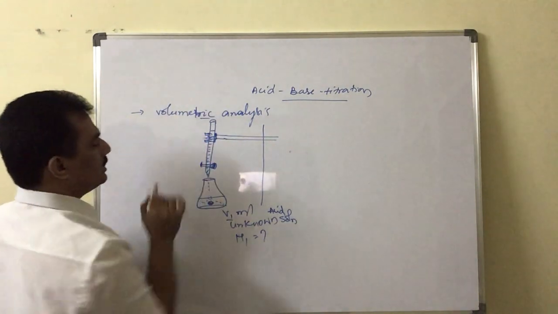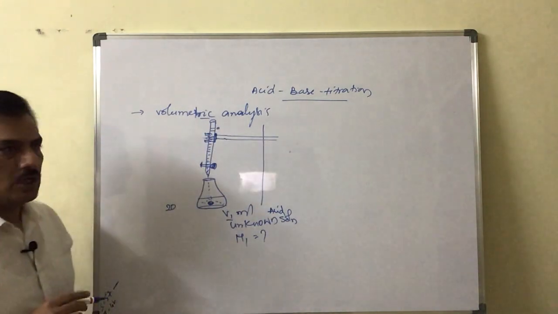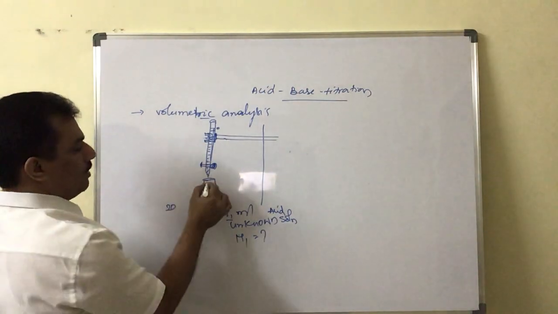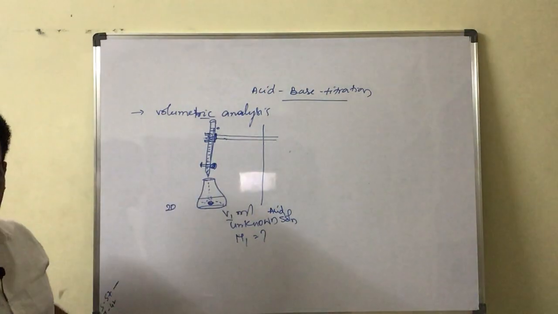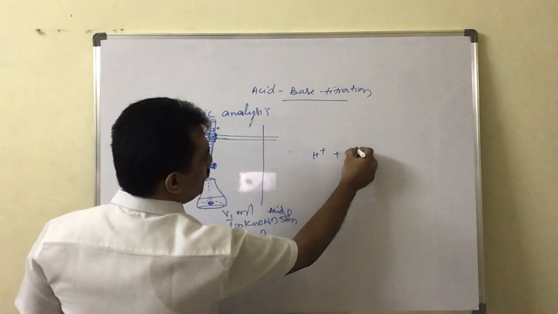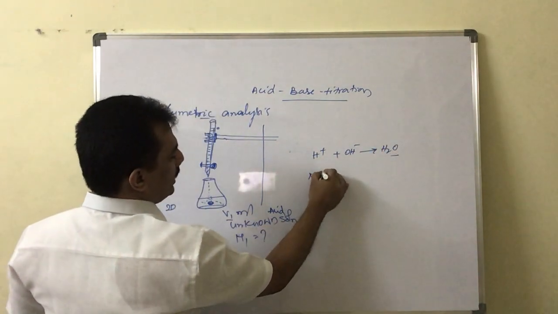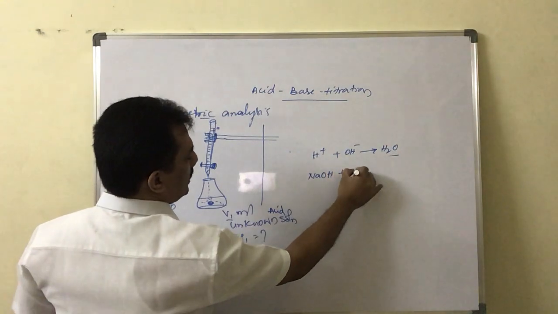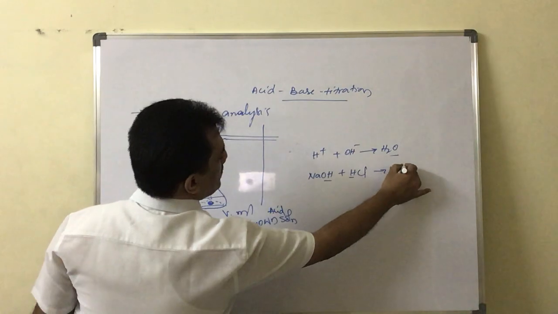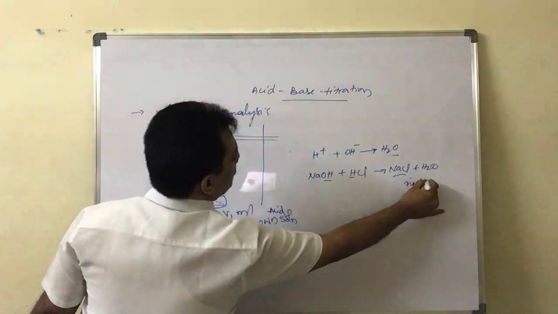It is fixed with this, with a 0 reading, and up to that 0 reading we are taking the base. When we run that base into this acid, H plus is there from the acid and OH minus from the base, and these two combine to give water. In case HCl is the acid and NaOH is the base, these two combine to give NaCl, the salt, and H2O. Now this is a neutral solution actually.